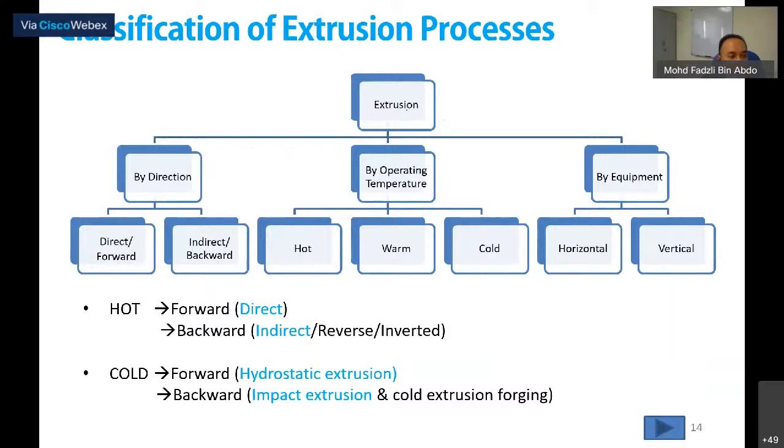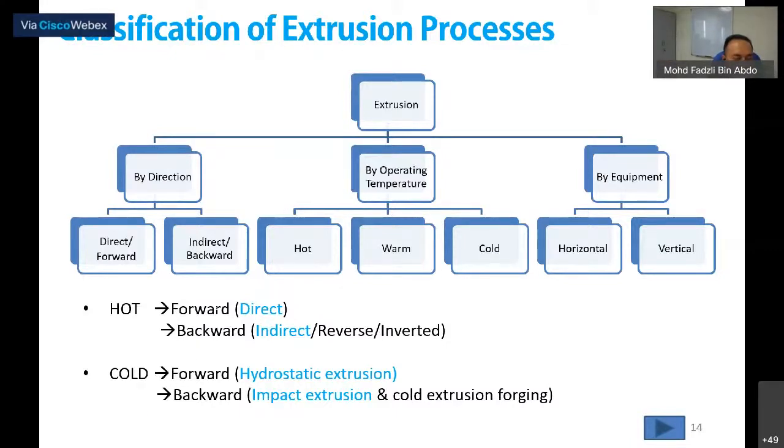Kita ada extrusion, sama ada kita ada satu by direction, by operating temperature ataupun by equipment. By direction kita ada direct ataupun indirect. Direct maksudnya kita forward, indirect maksudnya sebaliknya lah. And then kita ada by operation, yang tadi kita ada hot, warm ataupun cold. And then kita ada by equipment lah, sama ada kita extrude vertical ataupun kita extrude horizontal. Okay.